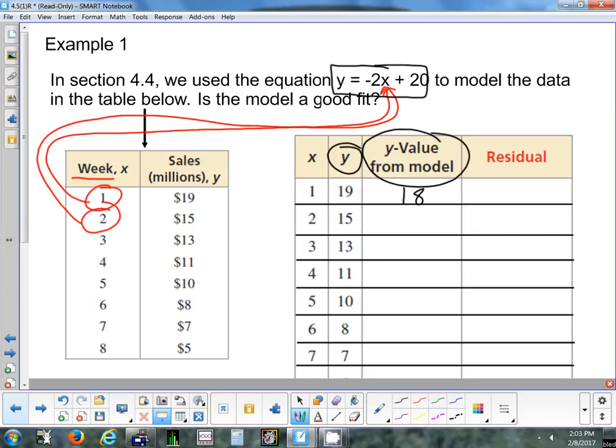Did the model give me a pretty close prediction? Yeah. The model gave me 18. The actual value is 19. Okay, that's not off that bad. It's only off by 1. That's okay.